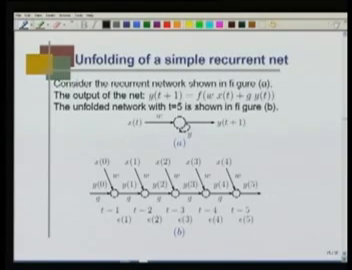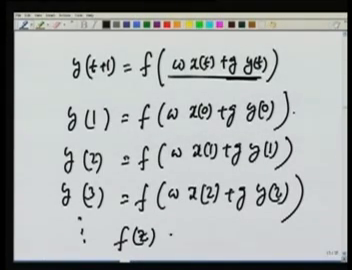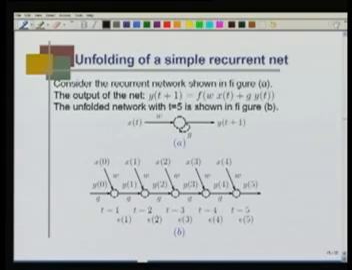Thus, our recursive equation is f of this summation, f of this summation. You should not forget what is the meaning of f. F is always a sigmoidal activation function. So, y 1 is f of w x naught plus g y naught, y 2 is f of w x 1 plus g y 1, and so on. This is called rolling the network in time.